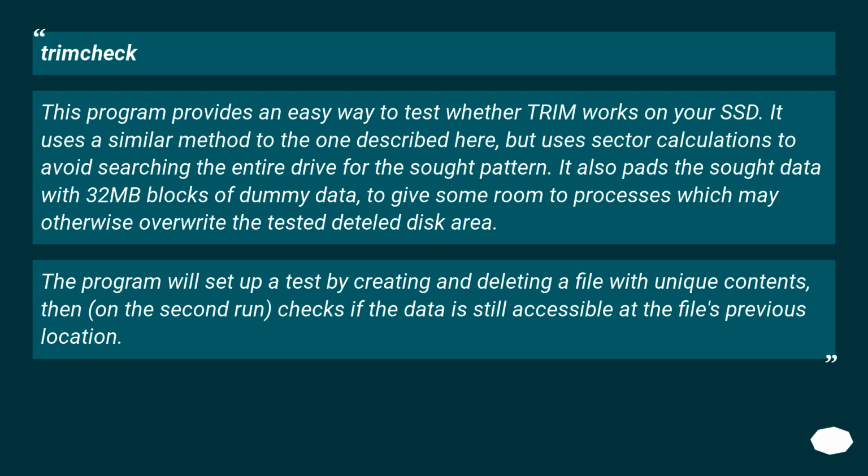It uses a similar method to the one described here, but uses sector calculations to avoid searching the entire drive for the sought pattern. It also pads the sought data with 32 MB blocks of dummy data, to give some room to processes which may otherwise overwrite the tested disk area. The program will set up a test by creating and deleting a file with unique contents, then, on the second run, checks if the data is still accessible at the file's previous location.